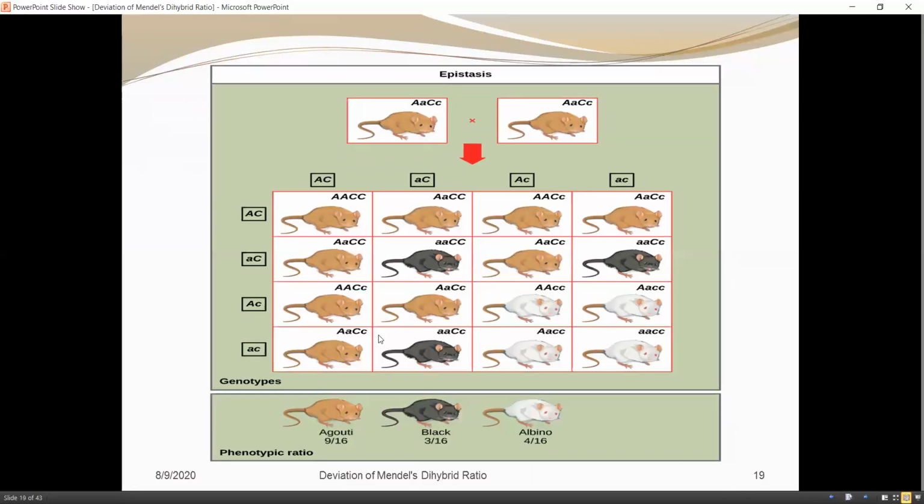Now this slide shows the agouti. Nine combinations are agouti: 1, 2, 3, 4, 5, 7, 9, 10, and 13. And 3 combinations are black. These are 6, 8, and 14. And 11, 12, and 15 become albino due to epistasis. A small c does not allow capital A to produce color, and 16 is already albino.